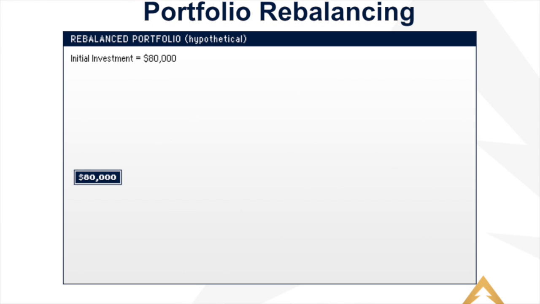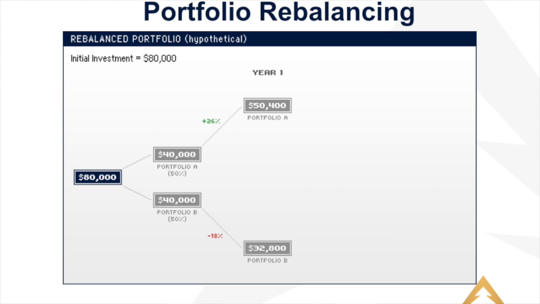Well, let's take the same example and do a rebalance halfway through. So we start with the same. You have $80,000 to invest, and you decide you want to divide it equally into two asset categories, 50% in one and 50% in the other. And the same thing happens after the first year. The first asset category goes up in value by 26%, and your second asset category goes down by 18%.